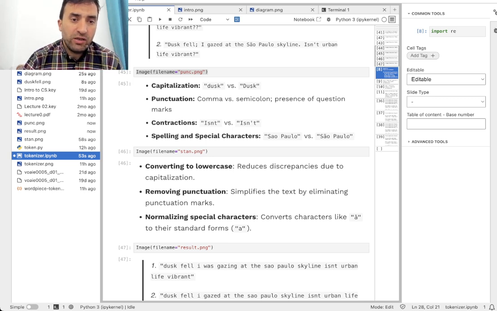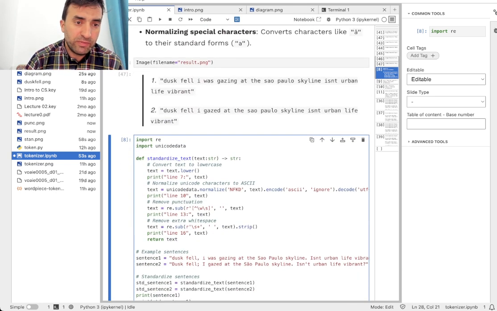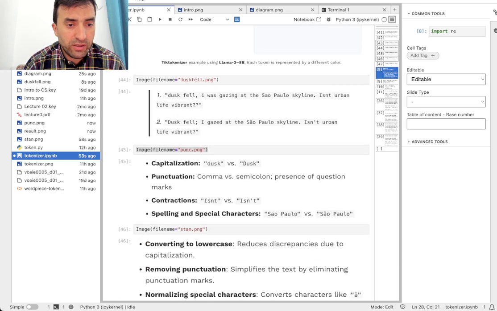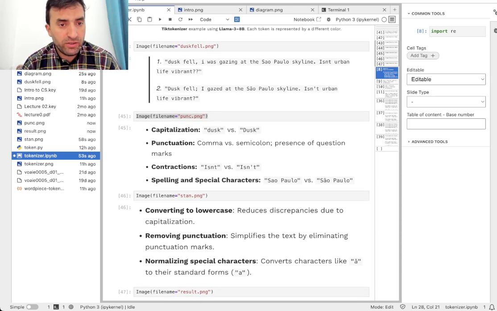So let's take a look at these two sentences. "Dusk fell. I was gazing at the São Paulo skyline. Isn't urban life vibrant?" And the second sentence is "dusk fell. I gazed at the Sao Paulo skyline. Isn't life vibrant??" So there are minor differences: "I was gazing" versus "I gazed", lowercase versus uppercase, there's a hat over the A in São, and there are two question marks here.